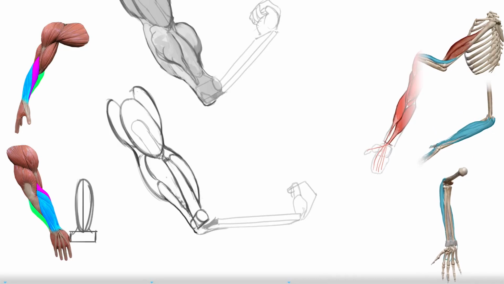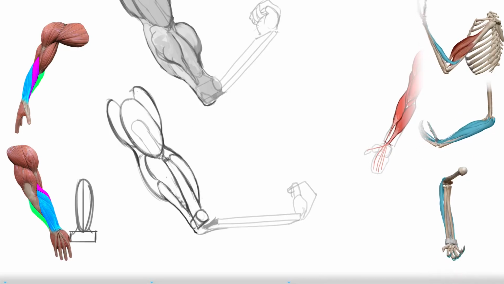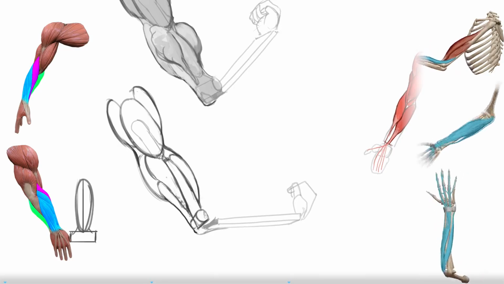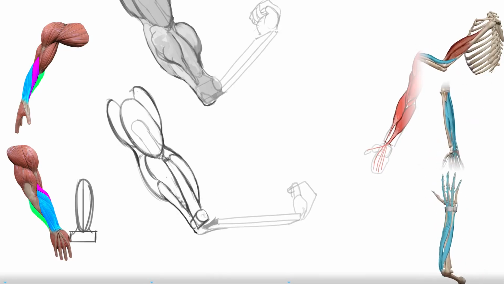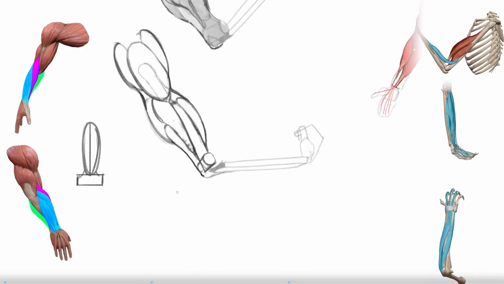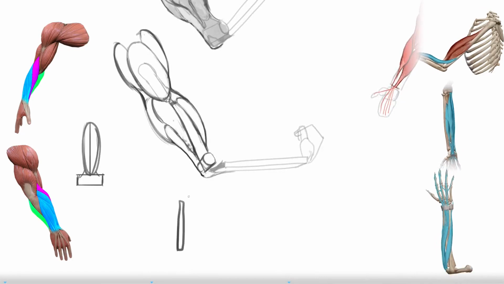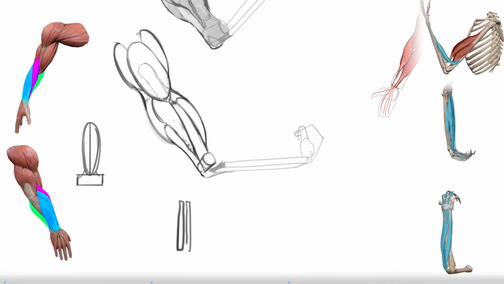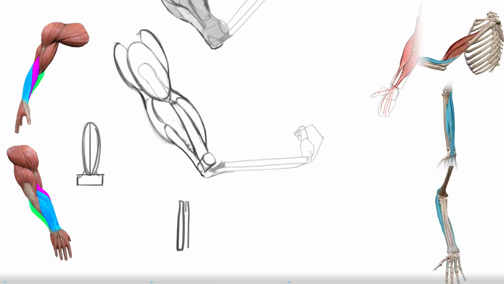So it's not really necessary, but it really helps to figure out the twist that's going on in the forearm, because most of the time the forearm is going to be in the twist position, meaning that the two bones for the forearm are not going to be parallel, so they're not going to be like this. You'll have the radius like this and the ulna like this. Yeah, it's very rare that they're going to be parallel.